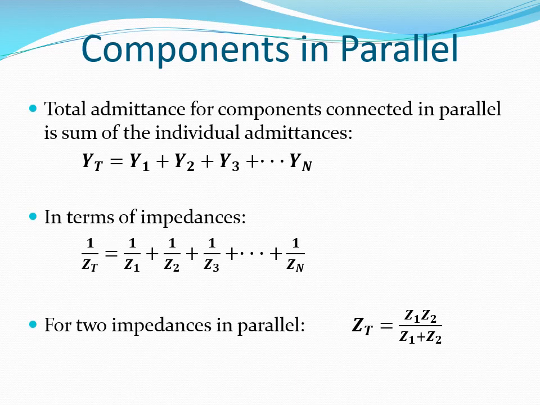The overall admittance for components connected in parallel is equal to the sum of the individual admittances. In terms of impedances, the inverse of the overall impedance is equal to the sum of the respective inverses of the individual impedances. For two impedances in parallel, Z1 and Z2, the total impedance may be calculated using the formula ZT equals Z1 Z2 over Z1 plus Z2.